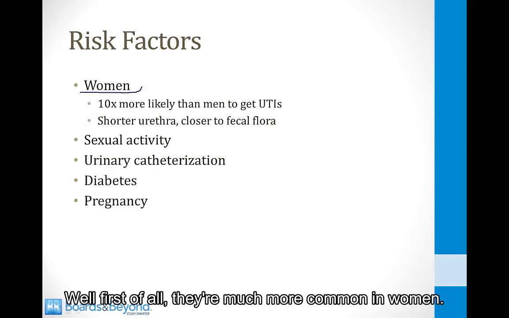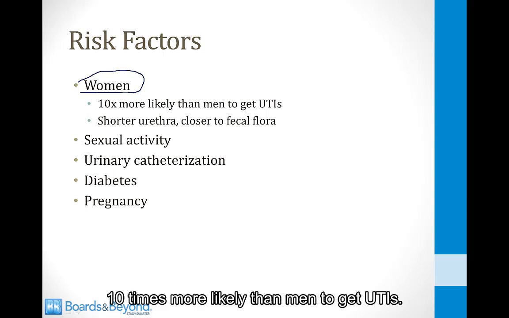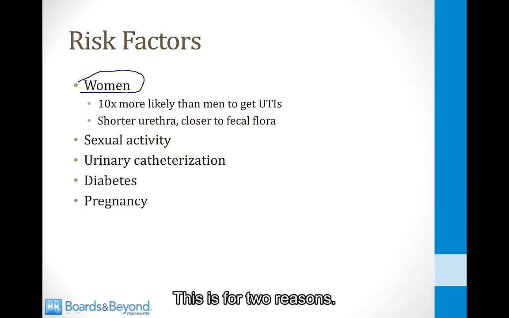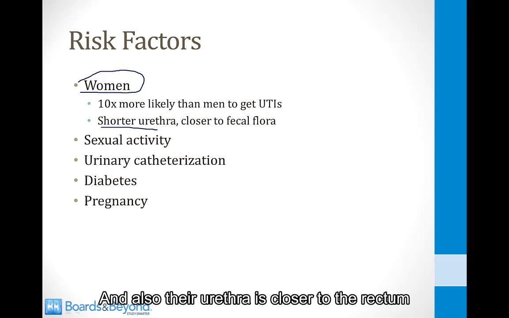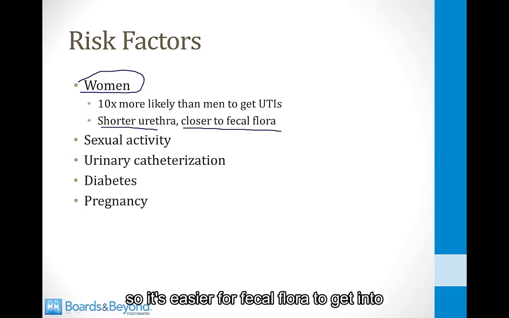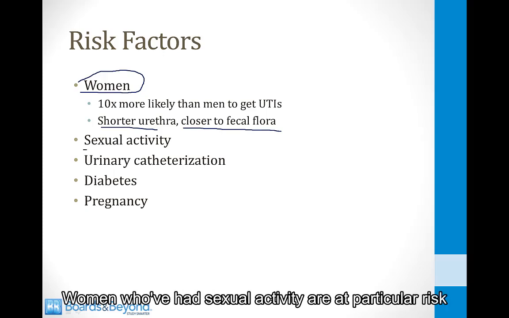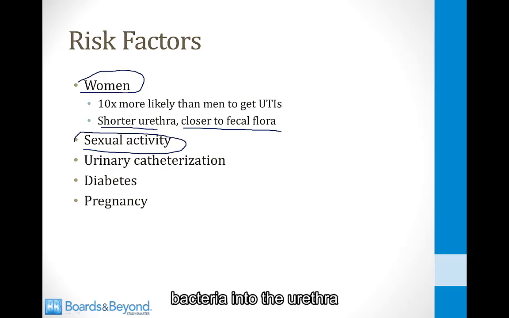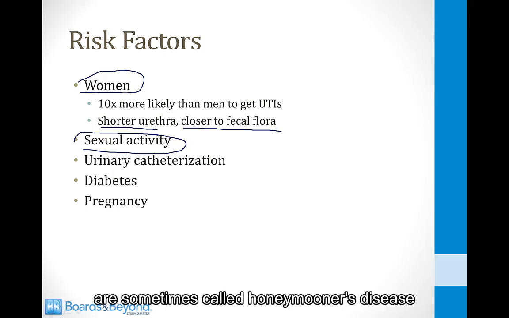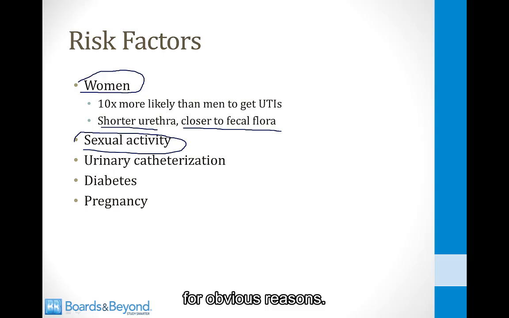So who gets UTIs? Well, first of all, they're much more common in women, 10 times more likely than men to get UTIs. This is for two reasons. First, they have a shorter urethra, so it's easier for those bacteria to climb up to the bladder. And also, their urethra is closer to the rectum, so it's easier for fecal flora to get into the urinary system. Women who've had sexual activity are at particular risk because the sexual activity can introduce bacteria into the urethra, and UTIs that occur after sexual activity are sometimes called honeymooner's disease for obvious reasons.